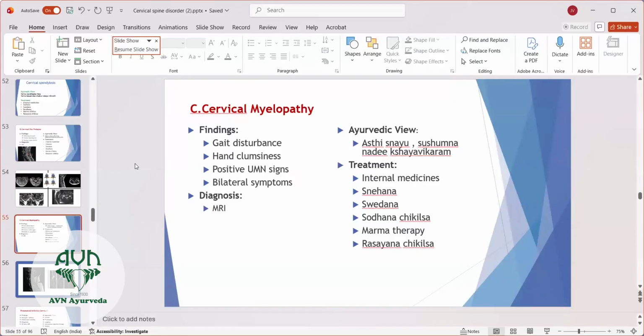So we can see positive upper motor neuron signs. Here the upper limbs and the lower limbs are both affected. Upper limb and lower limb stiffness we can see. Muscle spasm will be there. Muscle weakness is also there. We can observe the positive upper motor neuron signs.